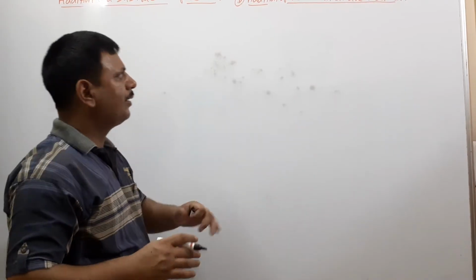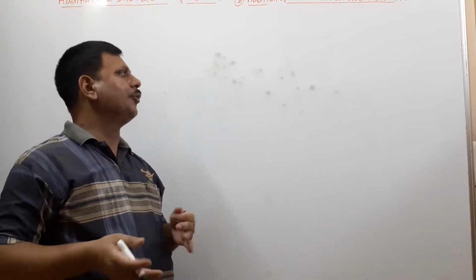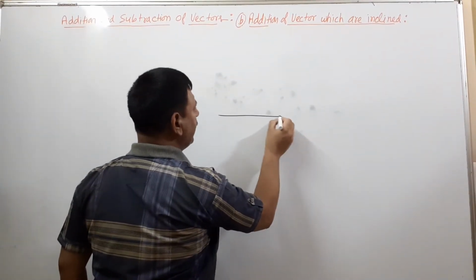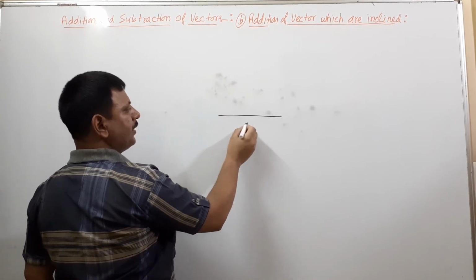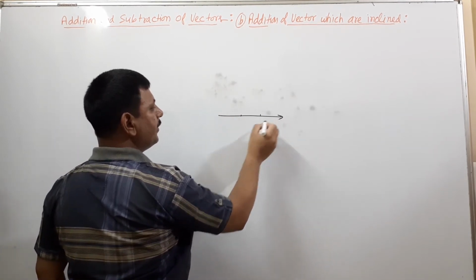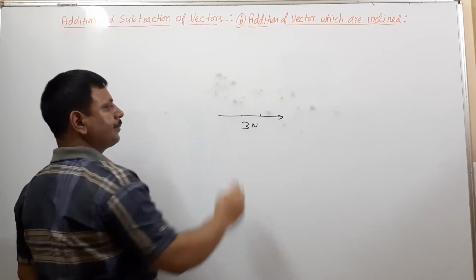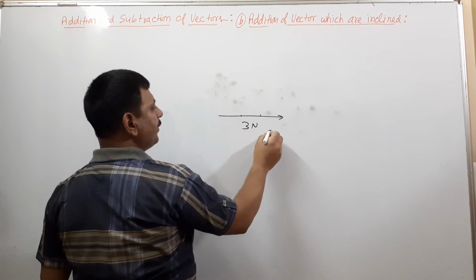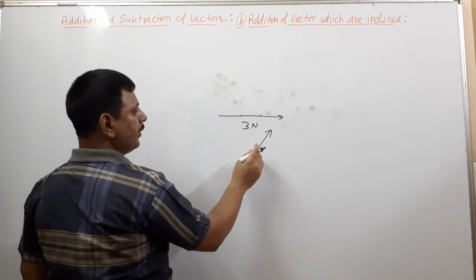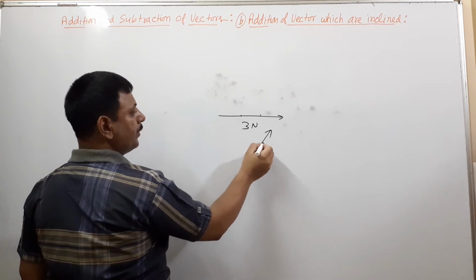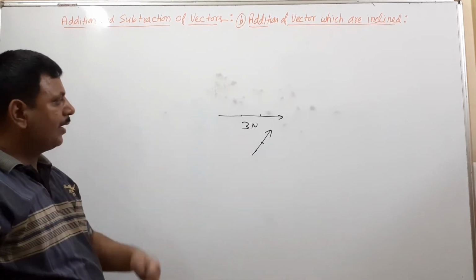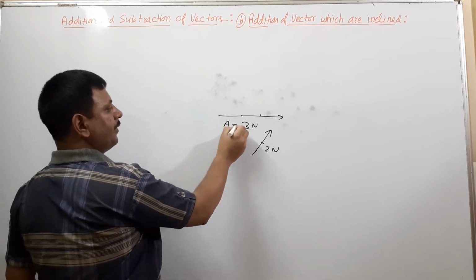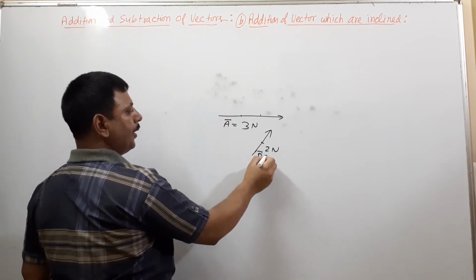See here, I will tell you how we will add the two vectors. Suppose one vector is 3 Newton. Another vector is, suppose, 2 Newton. How will you add it? This is vector A, this is vector B.